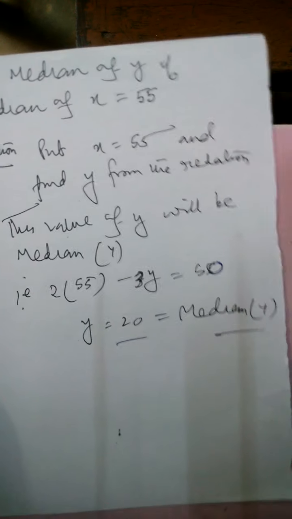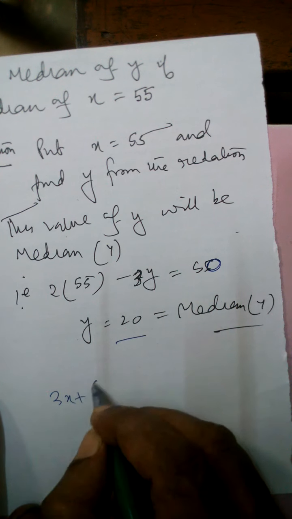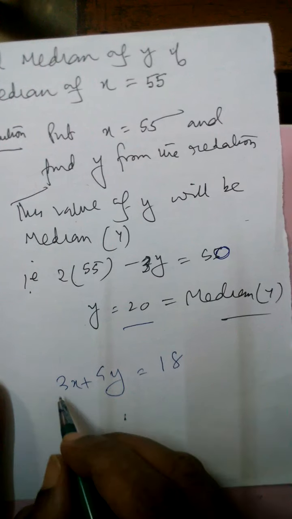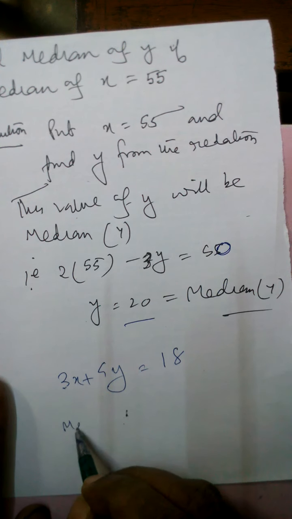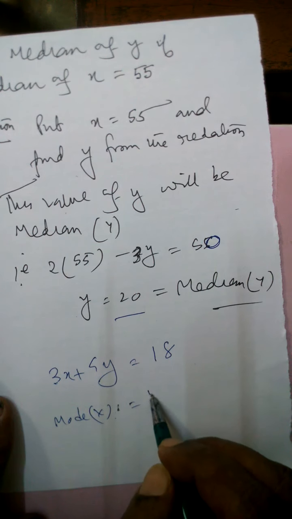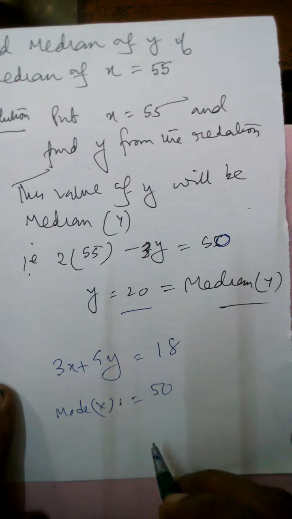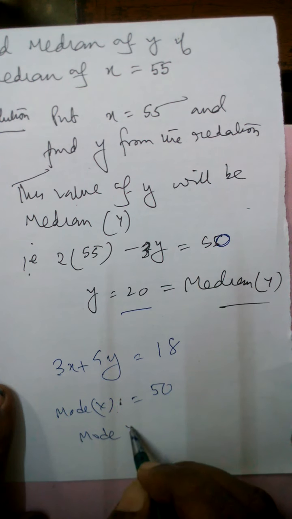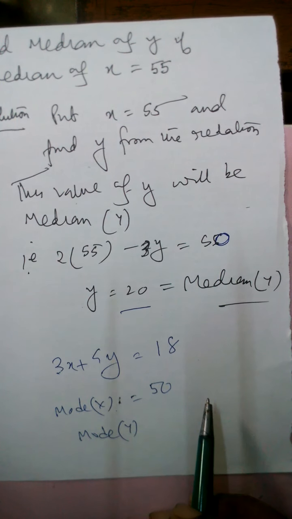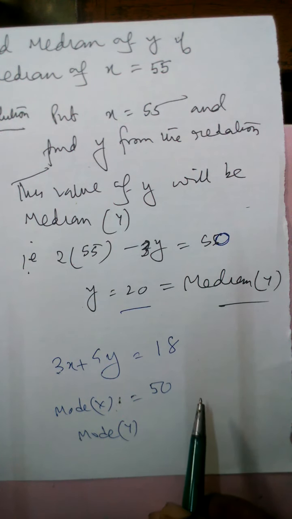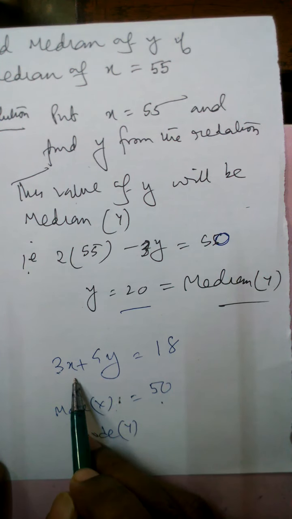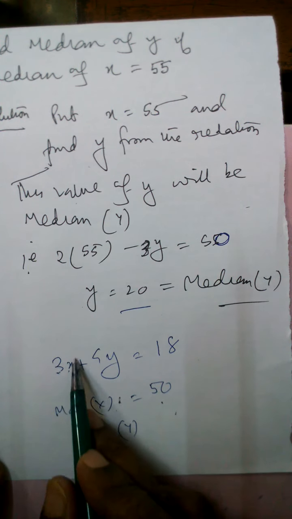Actually, it is like this. When I am saying 3x plus 4y is equal to 18, then what is the meaning? If you know the mode of x, suppose I say the mode of x is 50, so what is the mode of y? How to find out the mode of y? What is the rule you need to follow? Very simple. Don't try to get what is the scale amount, change of scale amount, change of origin amount. Don't need. What you need, just put x is equal to 50.